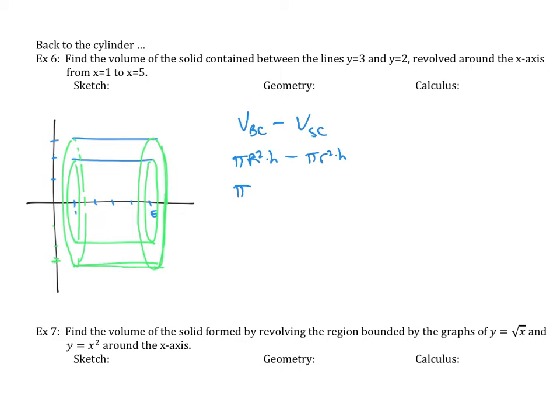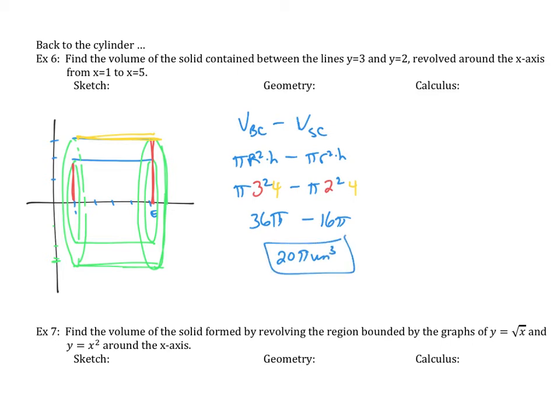And plugging in numbers there, we've got the big radius is 3, and then the little radius is just, I guess I'll do it right here, 2 for that one. And then the height for both of them is 4. That's the distance from 1 to 5 is where I'm getting that. And that's the same for both of them. So giving us a calculation here, 3 squared is 9 times 4 is 36 pi. Minus 2 squared is 4 times 4 is 16 pi, giving me 20 pi when I subtract the 2.